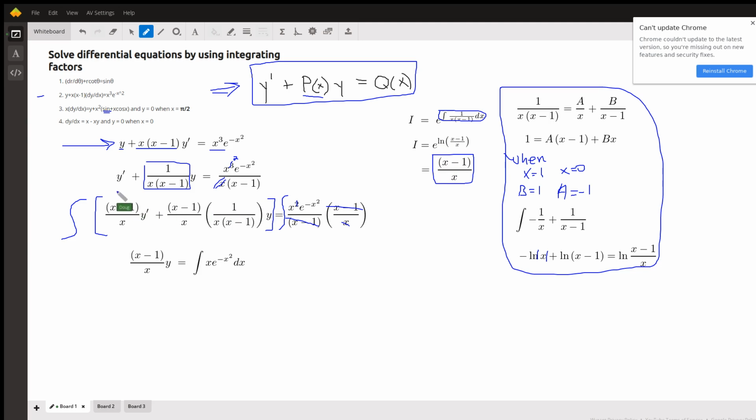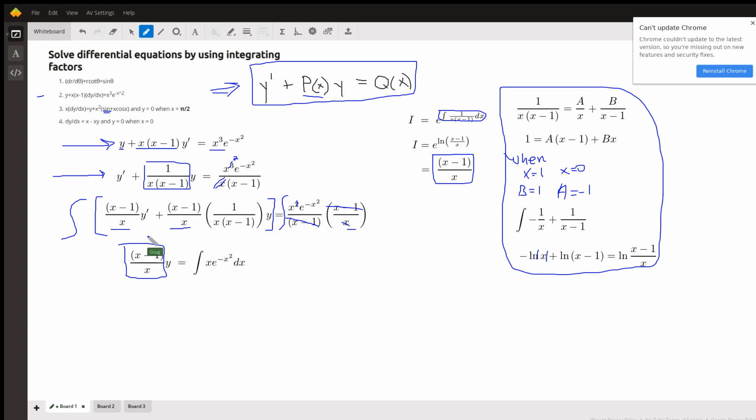So we want to multiply every term of this equation by the integrating factor (x minus 1) over x. There it is, (x minus 1) over x, (x minus 1) over x, (x minus 1) over x, and simplify on the right, and then take the antiderivative of both sides. And the whole point of using integrating factors is that the left-hand side is a result of using the product rule.